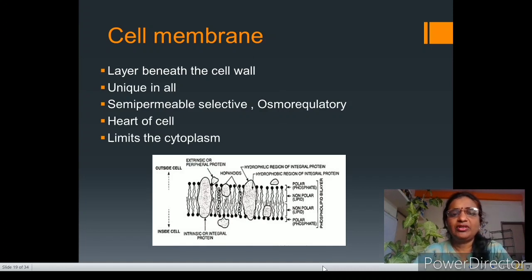Another most important property of the cell membrane is that it is not rigid like the cell wall. It is a semi-permeable, selective membrane. It is osmoregulatory. It maintains the osmotic balance of the cell. As I told, the cell membrane performs essential functions of the cell. We may say the cell membrane is the heart of the cell. That's why it is a vital part of the cell. The cell membrane is also called the cytoplasmic membrane because it limits the cytoplasm. This is the structure of the cell membrane with its chemical components. Now, let us see the chemical composition of this cell membrane.